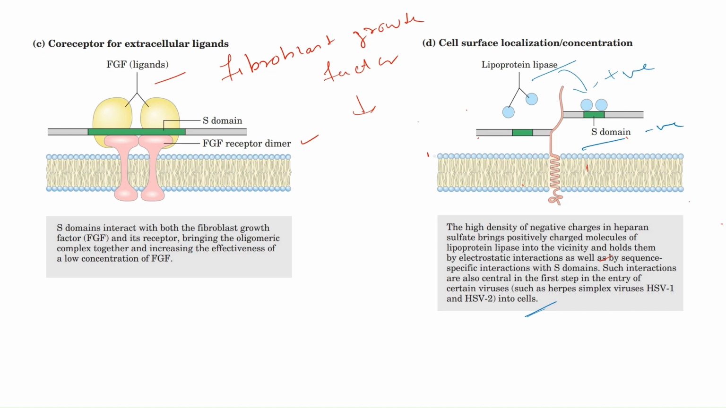So these are the four ways by which the heparan sulfate, or specifically the S domain of the heparan sulfate, can alter the activity of other proteins or molecules so that they can function efficiently.